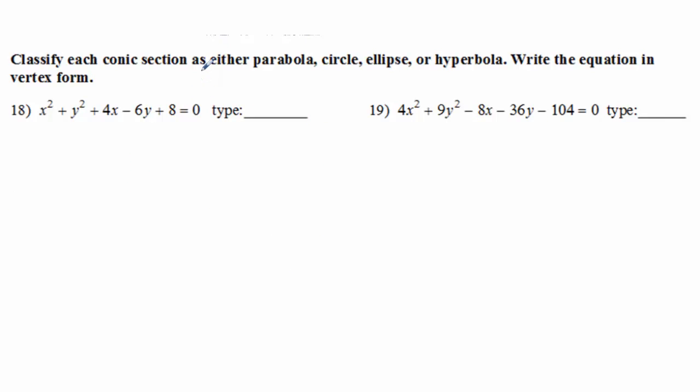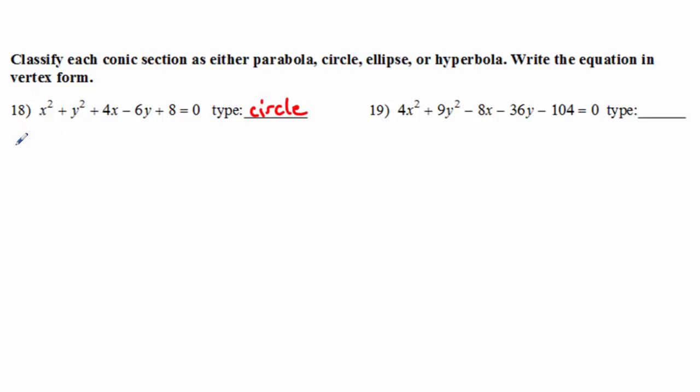Classify each conic section as either parabola, circle, ellipse, or hyperbola. Write the equation in vertex form. So the way we know what this is, we look at x squared plus y squared. Since there's not numbers in front of either of those, and since we have both variables squared, this would be a circle.